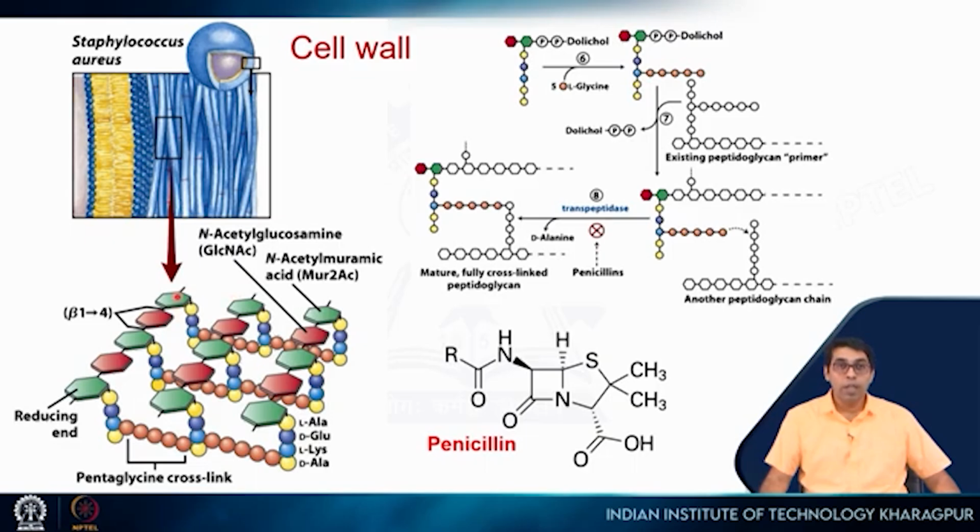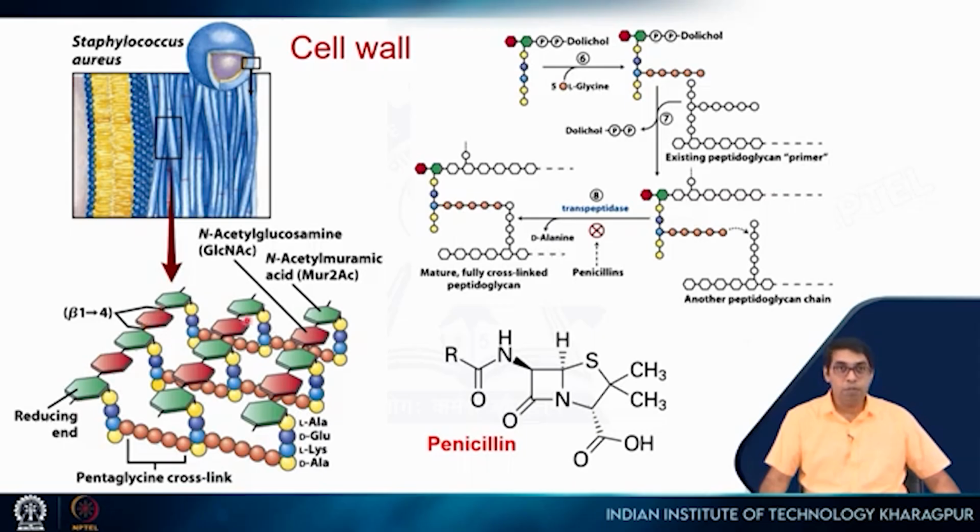So, if we zoom into the cell wall of a bacteria, it is formed of sugar and amino acids. Okay, so polymers of sugar and peptides. This chain that you see is made up of two sugar molecules. One is N-acetyl glucosamine or NAG, the other one is N-acetyl muramic acid or NAM, right. These are present alternately and they are linked by beta-1,4 glycosidic bonds.